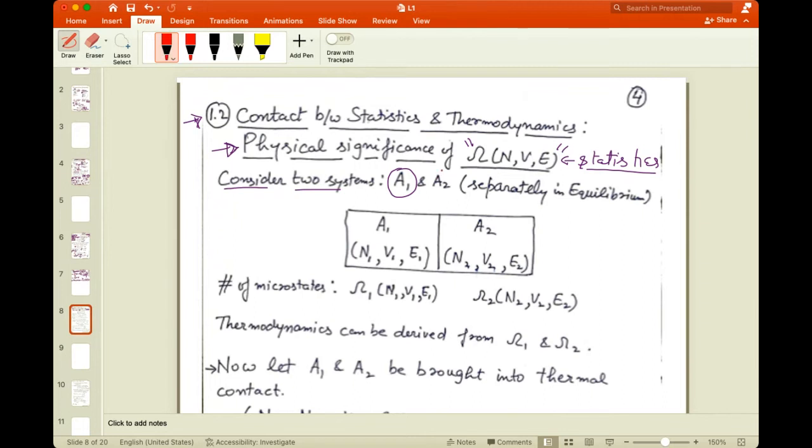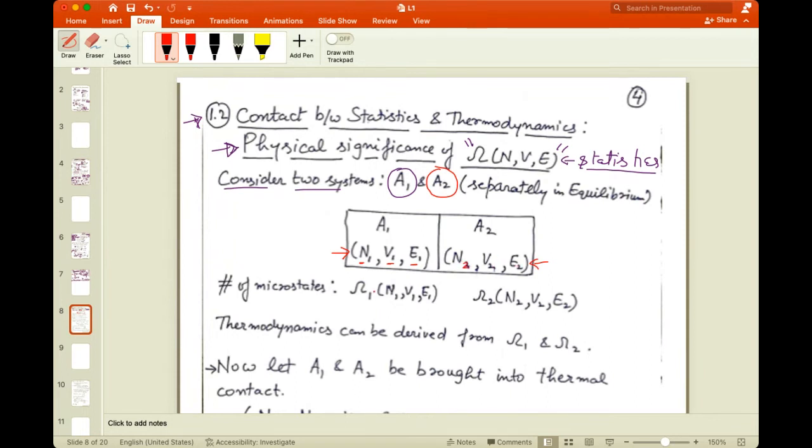Okay, so I'm having system A1 and A2. They are different systems. Here they are joined, but actually they are different. The respective number of particles, the volume they occupy, and the total energy they possess are symbolized by this. So this is basically the macrostate of system A1. Similarly, this is the macrostate of system A2, represented by N2, V2, and E2.